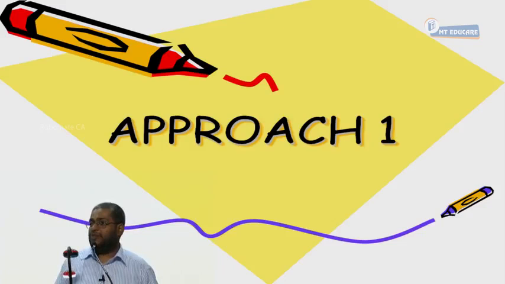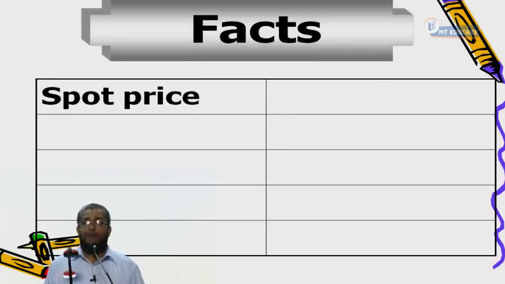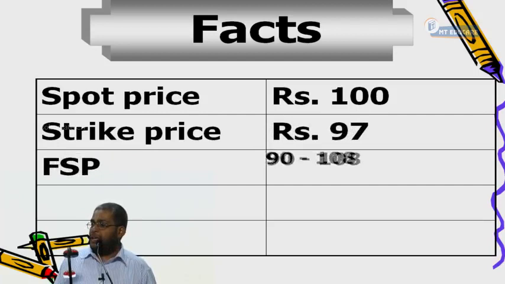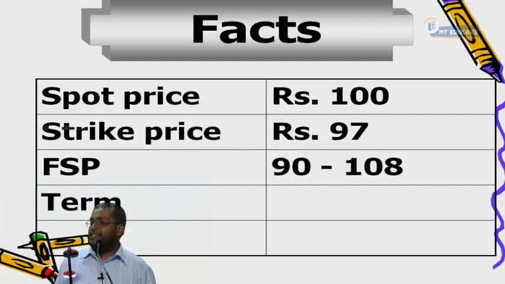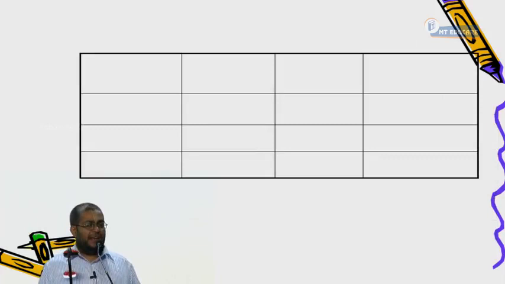Now, first, approach one, I'll do. Tell me the facts of the question 22A. Everybody involve yourself. What is the spot price? 100. What is the strike price? 97. The future share price can be 90 or 108. And what is the term? What is the interest rate? 12%.